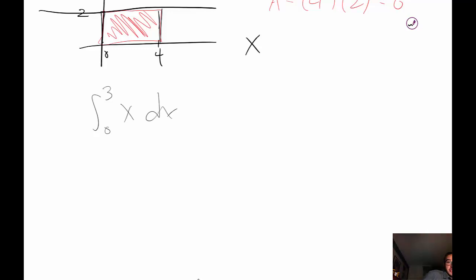So you're doing the same thing. You're taking the antiderivative of x. We know that the antiderivative of x is x squared over 2 plus c. That's our antiderivative. I'm going to call x f of x. I'm going to define f of x equal to x.